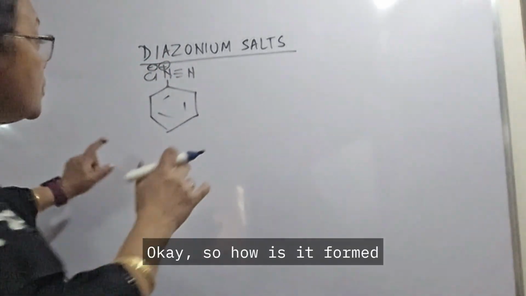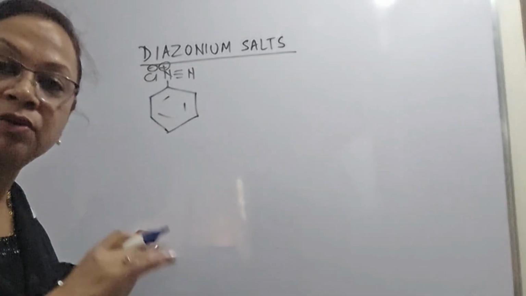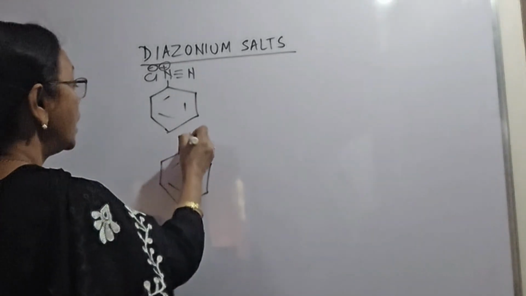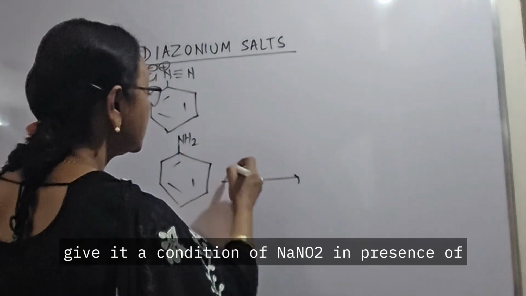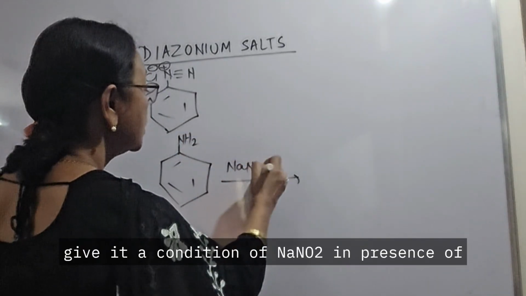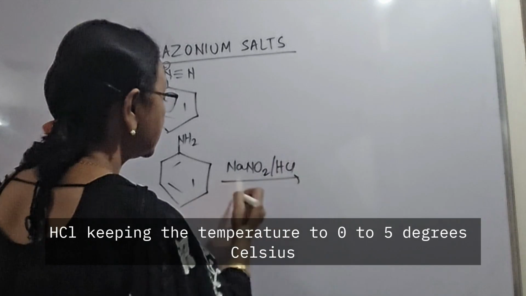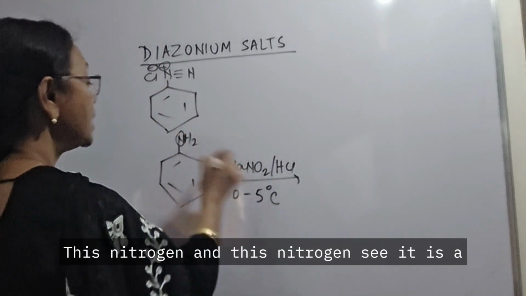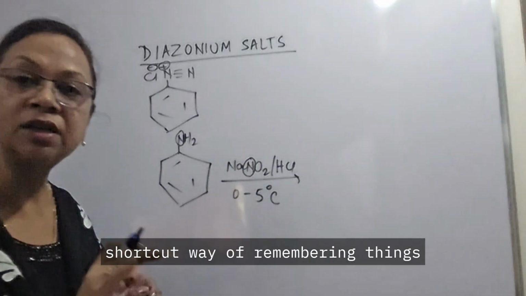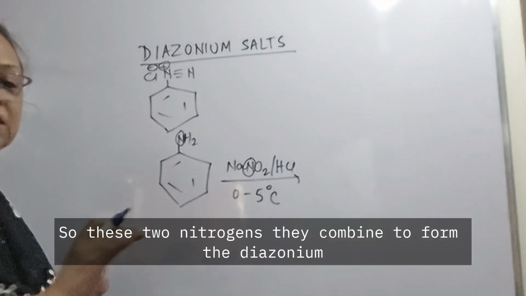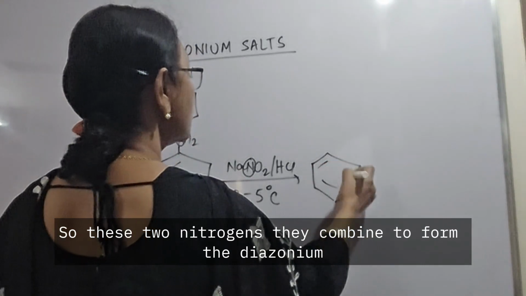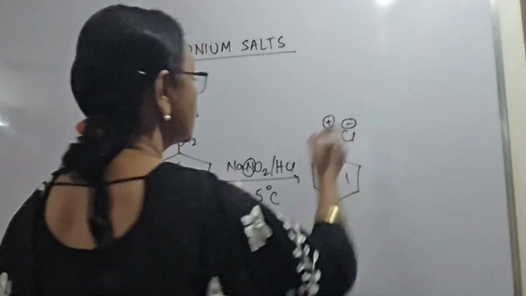Okay, so how is it formed? By diazotization. I start with aniline and give it a condition of NaNO2 in presence of HCl, keeping the temperature at 0 to 5 degrees Celsius. This nitrogen and this nitrogen, see, it is a shortcut way of remembering things. So these two nitrogens combine to form the diazonium salt.